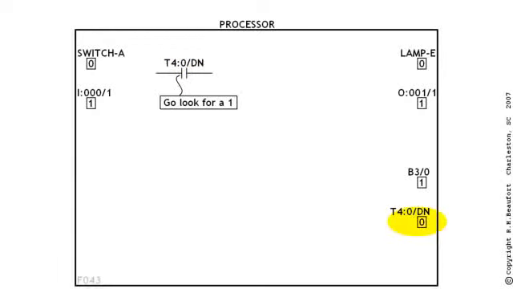So the processor goes and looks in the bit box named T4:0/DN. Does he see a 1? And the answer is no. So now the processor goes back to the XIC and marks it as a false condition. And now he's done with the XIC for this pass through the program.